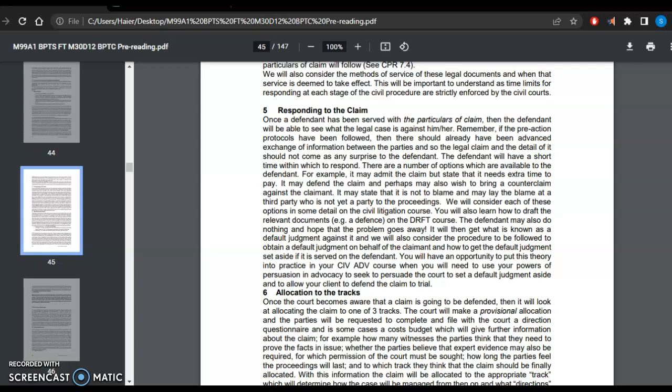The defendant may also do nothing and hope that the problem goes away. It will then get what is known as default judgment against it, and we will also consider the procedure to be followed to obtain a default judgment on behalf of the claimant, and how to get the default judgment set aside if it is served on the defendant.